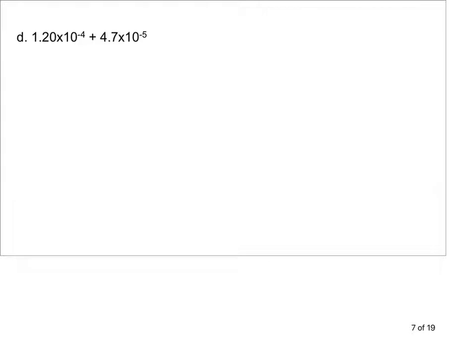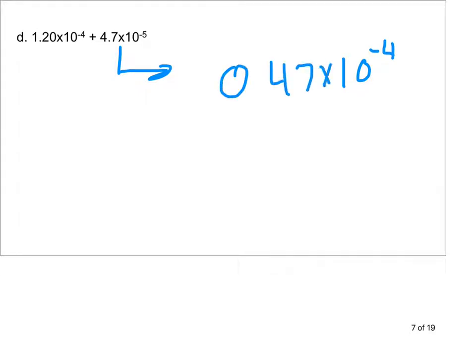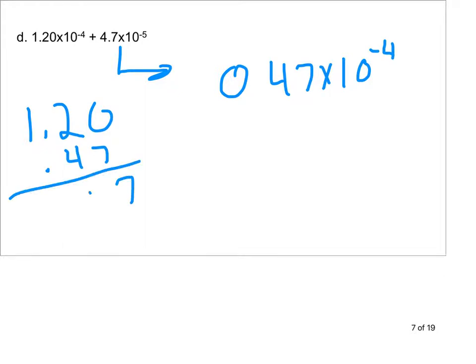D, another addition. We got -4, -5. We'll change this one to the bigger one again, -4. Made it one bigger. Move my decimal back, 0.47 times 10 to the -4. Then all we got to do is add our coefficients. 7, 6. 1.67 times 10 to the -4th.